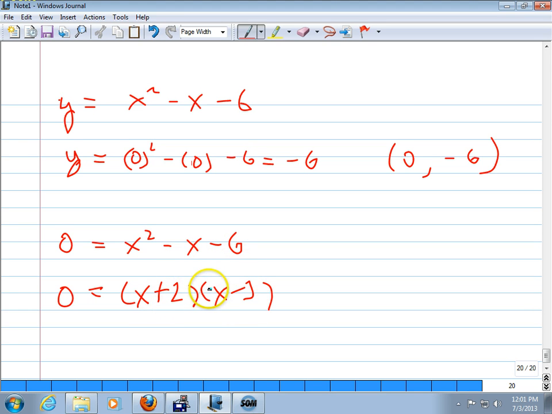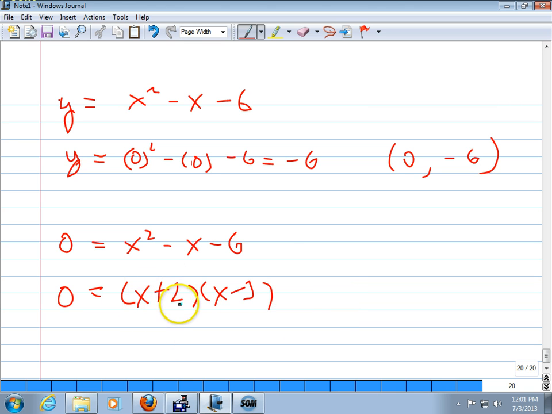If you FOIL it out, that's what you're doing, right? Because first times first gives you the x squared, then the outer would be negative 3x, the inner would be positive 2x. You're adding them to get the negative 1x, and then the last times last is negative 3 times 2, which is negative 6, right? So yeah, this works. So now what?